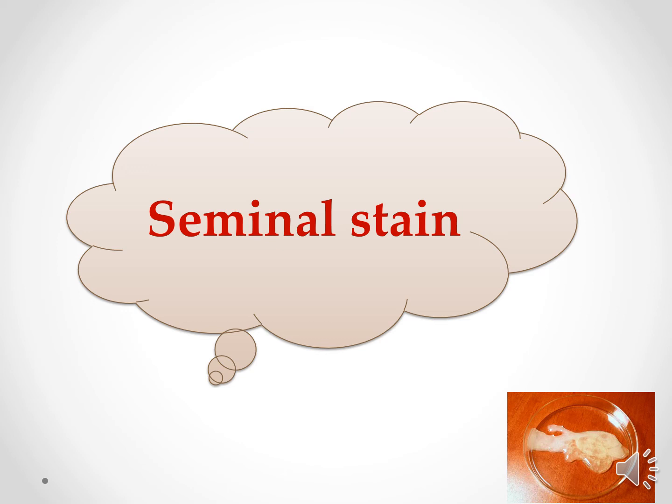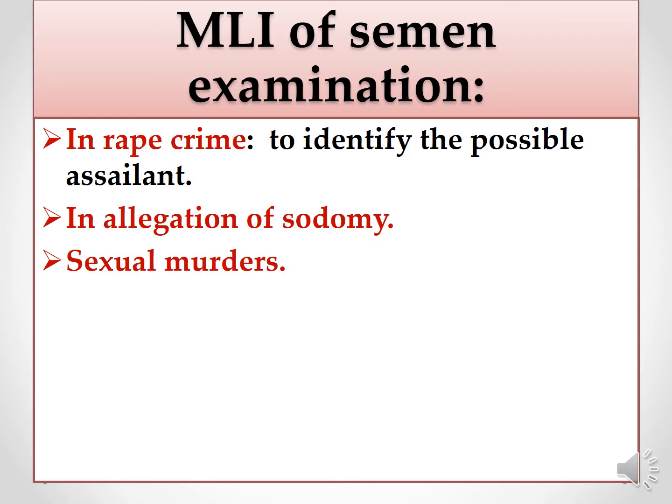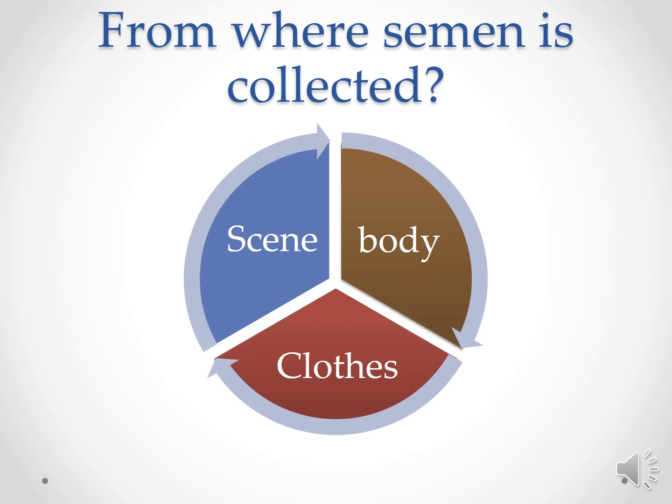Now we finish identification of blood stain, and we will start identification of seminal stain. Medico-legal importance of semen examination: number 1, as in rape crime to identify the possible assailant. Number 2, in allegation of sodomy, and finally sexual murders. From where is semen collected? From the crime scene, body, and finally clothes.